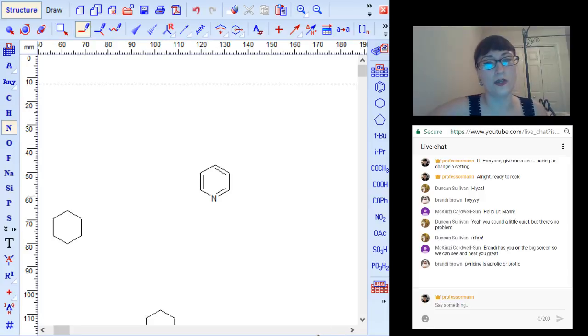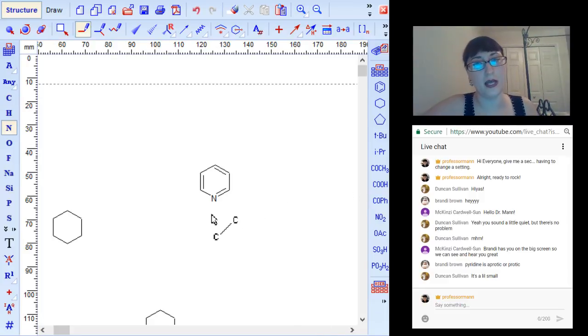Okay, so this is the structure of pyridine. That can become protonated though, and give us something like that. So technically, because it's an acid-base situation with a weak acid conjugate base kind of thing, I'm going to say it could be protic. Is it still too small, Duncan? Can you see it okay?